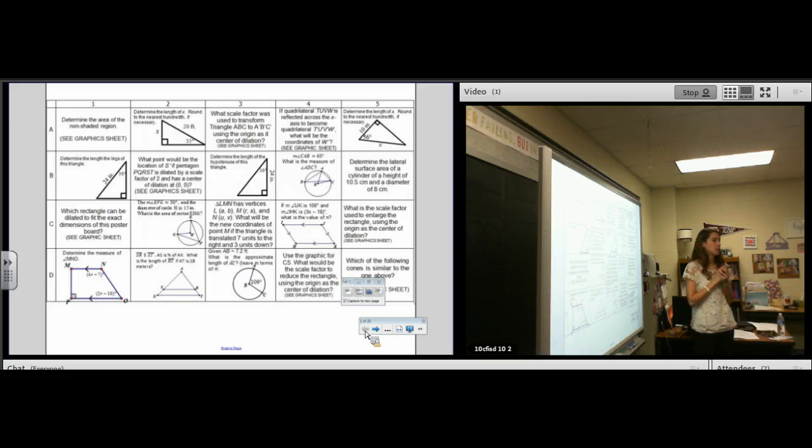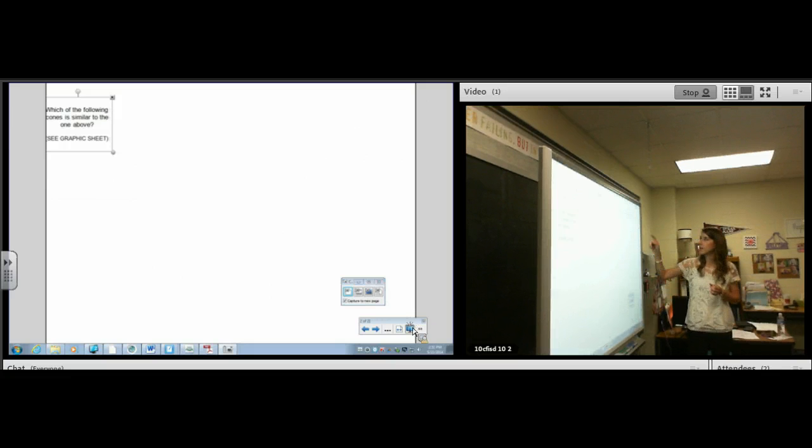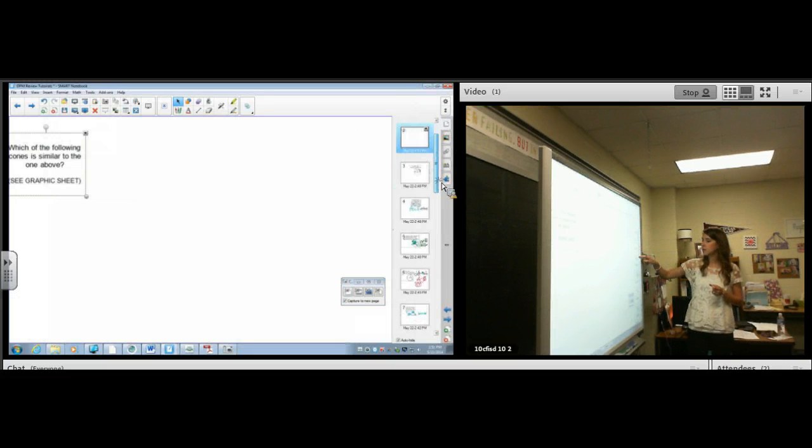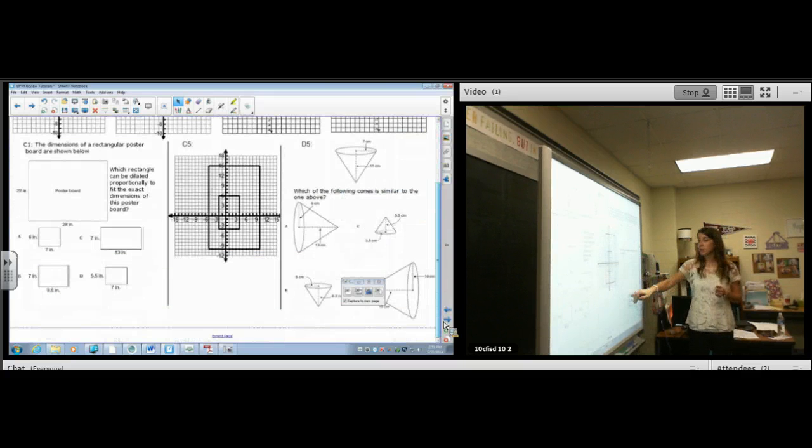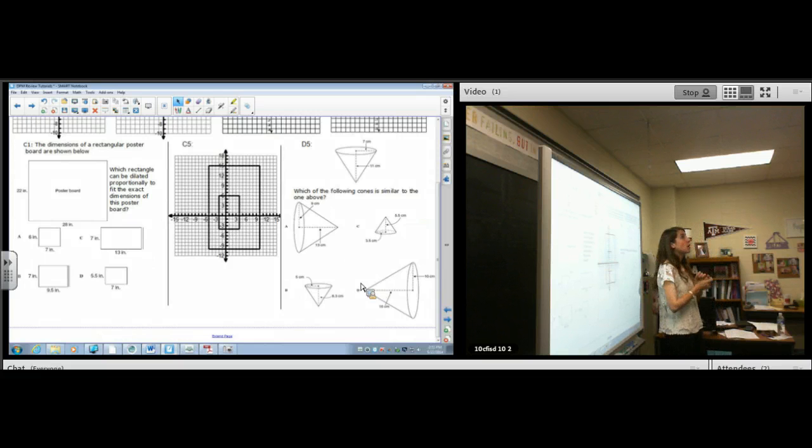What else? D5. Ooh, this one's good. Which cone is similar to the one above? That's not going to do me any good. I need the graphic sheet. Wait, so you can do scale factors? For volume too? It's not asking about volume though. Well, scale factor with volume would mean, let's say this one is double this one, the radius is double. The volume would be 8 times bigger, 2 cubed. But that's a totally different problem.